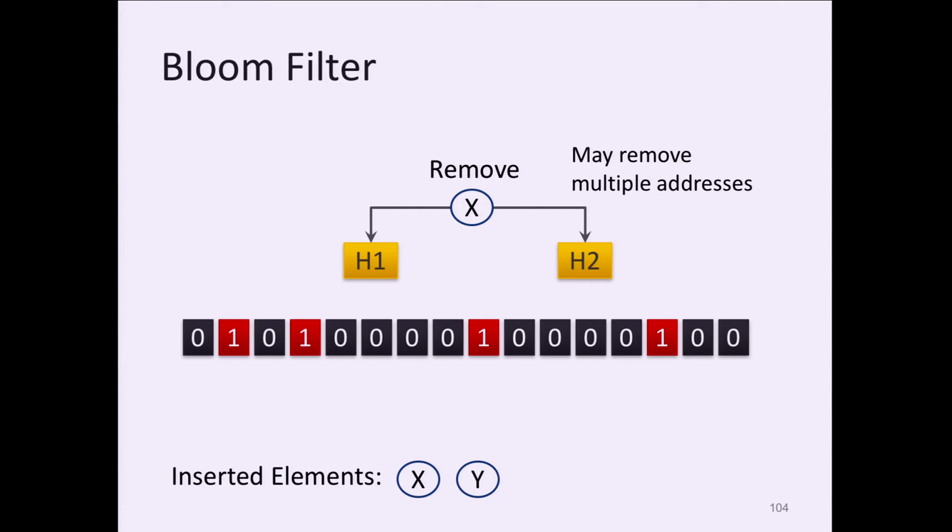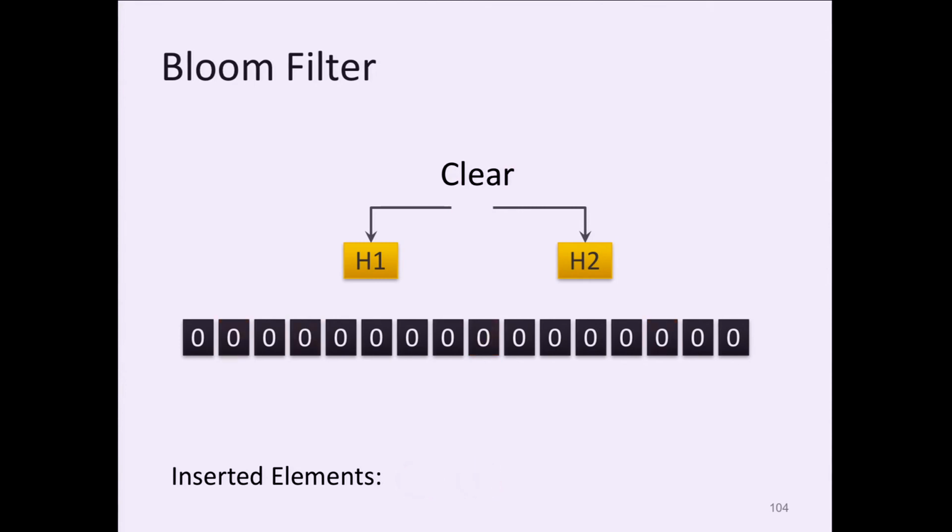If you want to remove an individual address, x over here, you cannot remove it because you may actually remove multiple. You may remove a bit that maps to some other address, right? You don't have enough bits to distinguish all of the addresses that you've inserted. Okay, so remove is not permitted, but clear is permitted, so you can clear the entire Bloom filter. So we're going to make use of that.